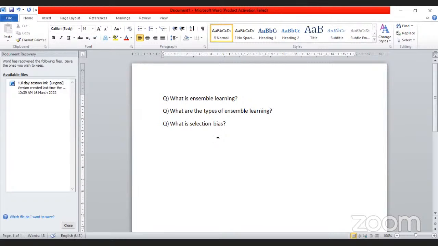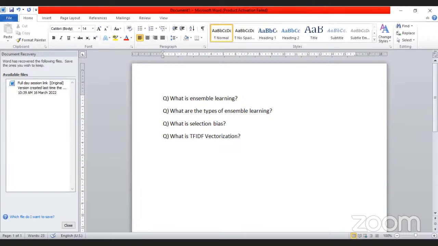Okay, now the next question is, what is TF-IDF factorization? At least tell me the full form of that in chat if you know. What is TF-IDF factorization? What do you understand from that?